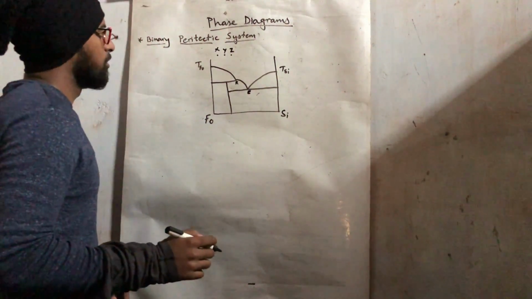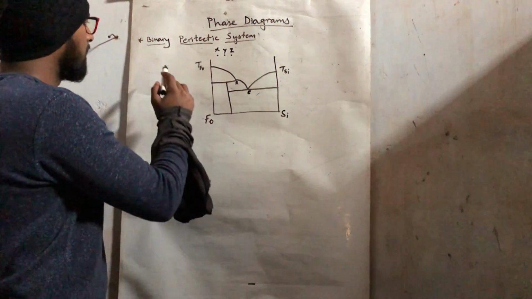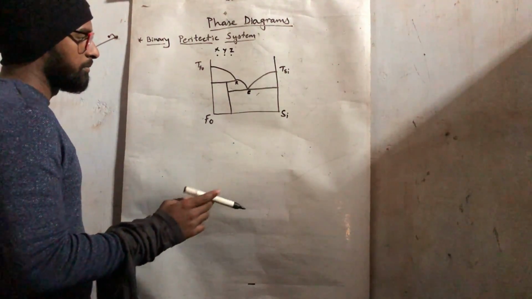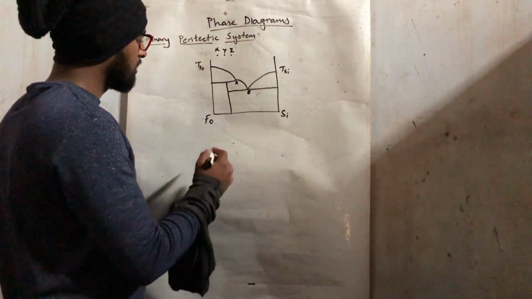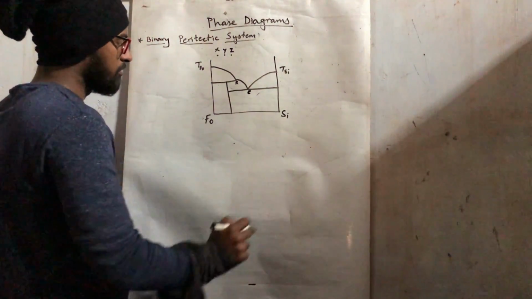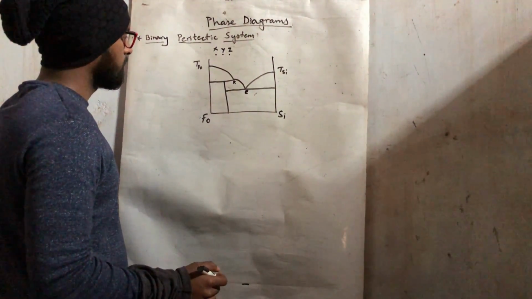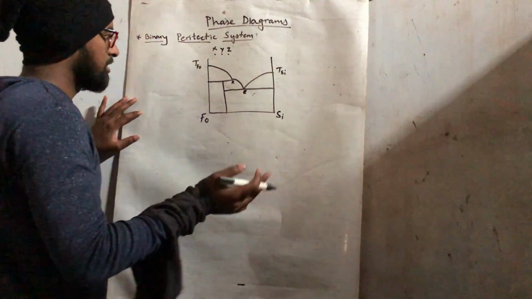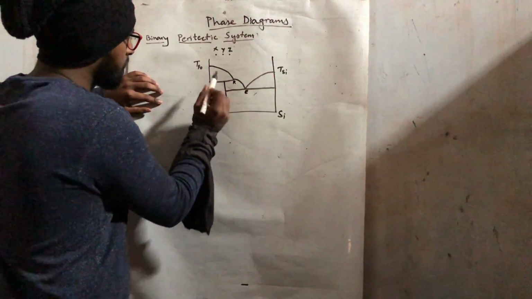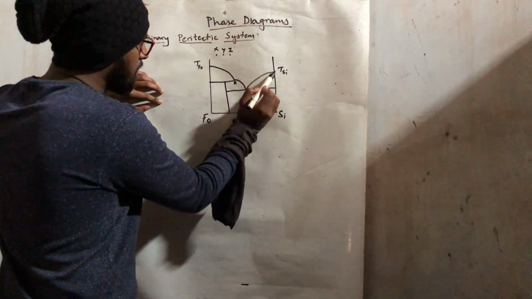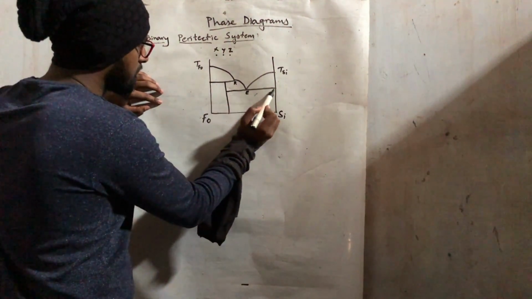In this video, we will discuss the binary peritectic system. We will take the components forsterite and silica as our example system. So, in this system, just like the previous eutectic system, this is the total liquidus and these are the solidus.